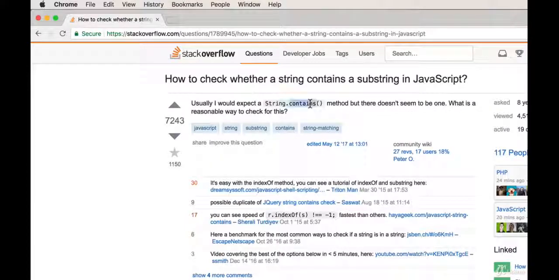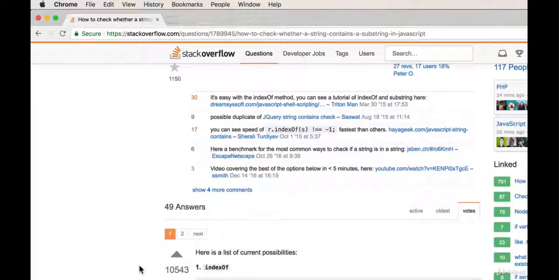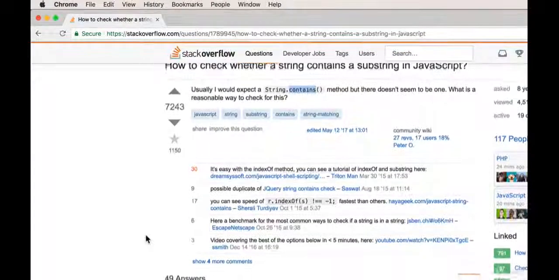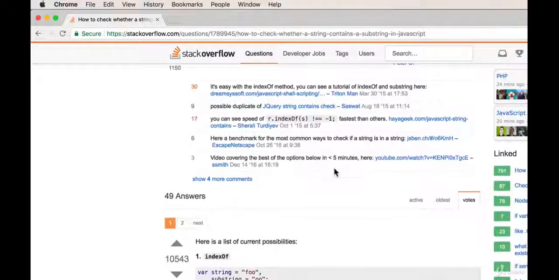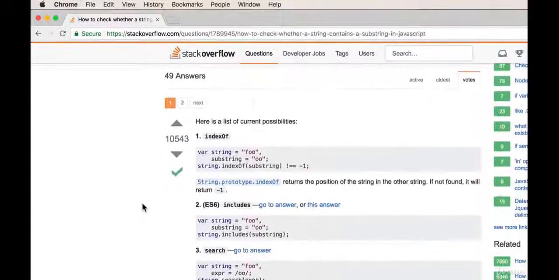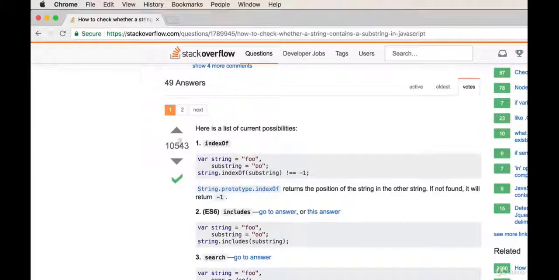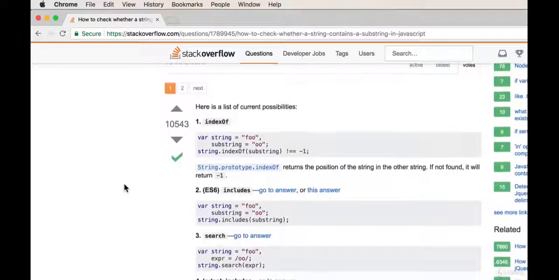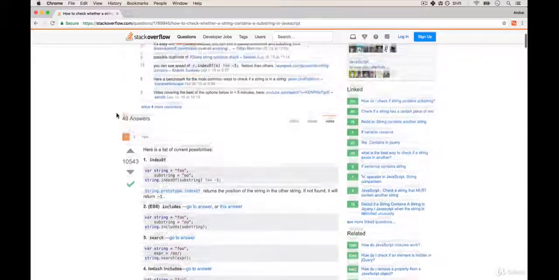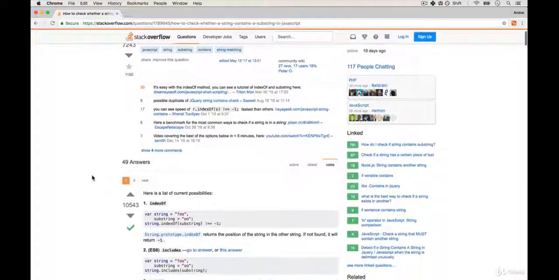Well, JavaScript doesn't have one, and people have answered this, and you can see over here that there's a few things. One, well, there's 49 answers, that's a lot. There's votes, there's all this that's active. I usually like looking at the votes because the top answer will have the most upvotes. You can see over here that this person has a ton. It also has a check mark. This check mark means that the person who asked the question has verified that this in fact works.